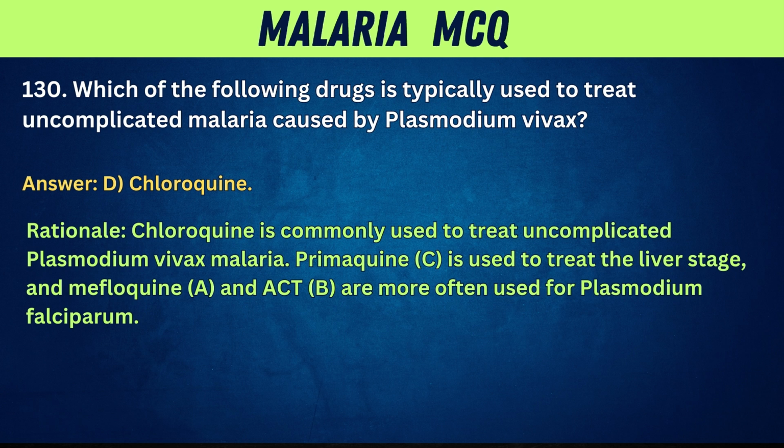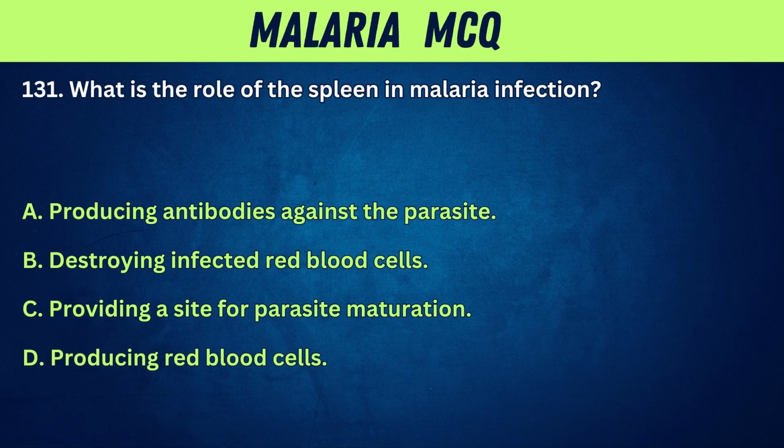Primaquine (C) is used to treat the liver stage, and mefloquine (A) and ACT (B) are more often used for Plasmodium falciparum. 131. What is the role of the spleen in malaria infection?